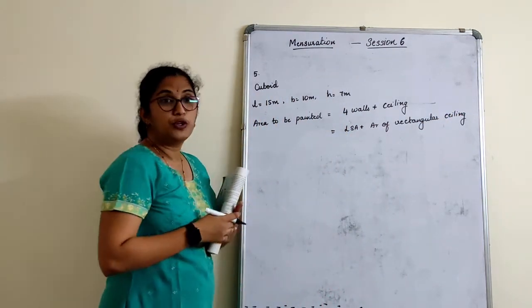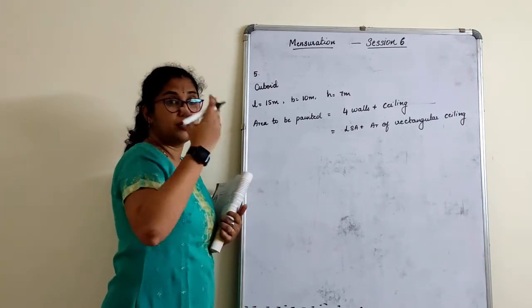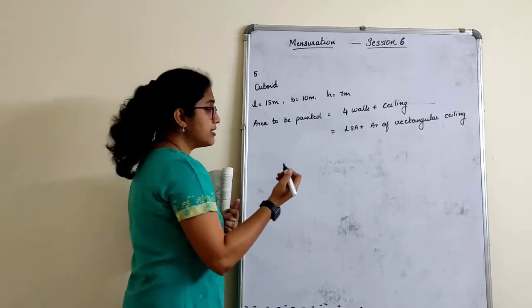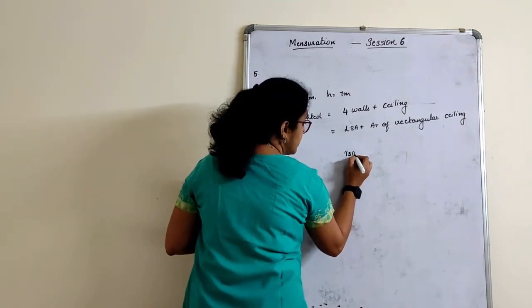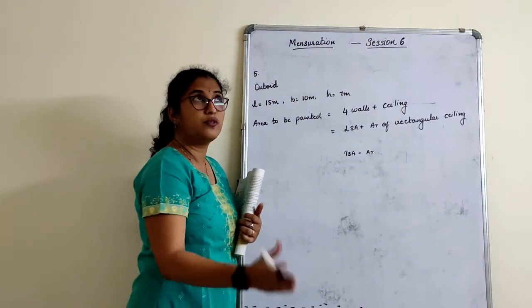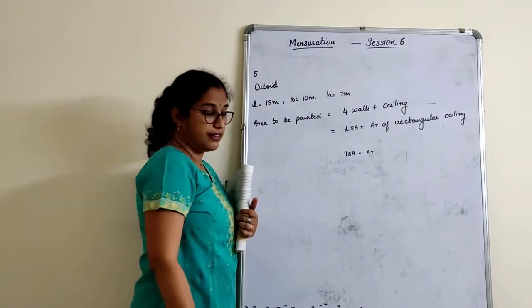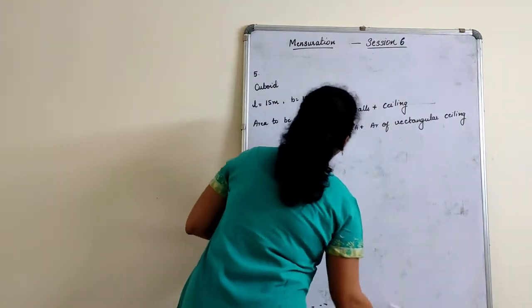In case I don't want to find it like this, what should I do, children? I should do the TSA of the whole. Instead of 4 walls, I will write here TSA minus area of the floor. If I do, I'll get 4 walls plus this, right? So same as the previous sum, this is what we had done.